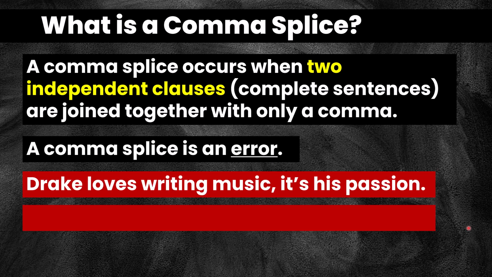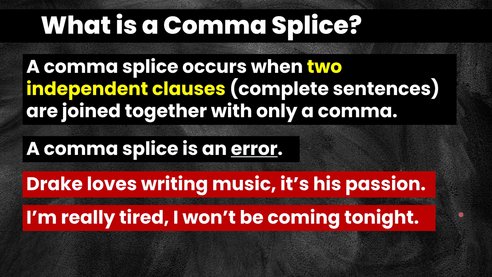For example, Drake loves writing music, it's his passion. This is a comma splice. We have two independent clauses that can stand alone, so a comma is not strong enough to join two independent clauses together. Another example, I'm really tired, I won't be coming tonight. Once again, we have two independent clauses joined together with only a comma. Even though "I'm really tired" is a short independent clause, you cannot join it with another independent clause using only a comma. So there are many different ways to fix comma splices.